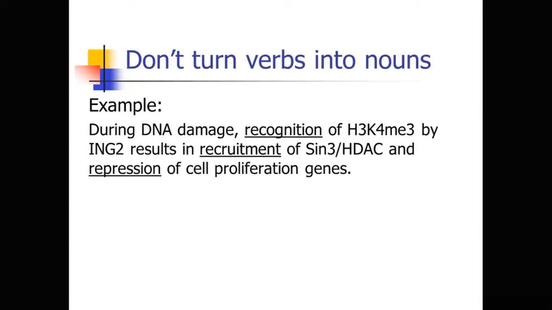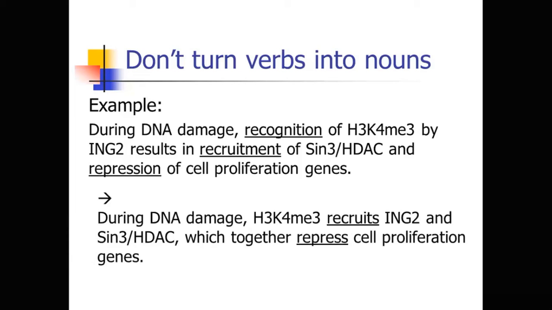In fact, when I sat down to edit this sentence, which was for a student, I actually had to go back to her and ask, what protein is acting on what protein exactly? What is the sequence of events here? I need you to draw me a picture, because I couldn't tell from that first sentence. I couldn't edit it accurately because I didn't have all the information. That first sentence is really ambiguous. So I edited this, with her approval and help, into: during DNA damage, protein 1 recruits protein 2 and protein 3, which together repress cell proliferation genes.